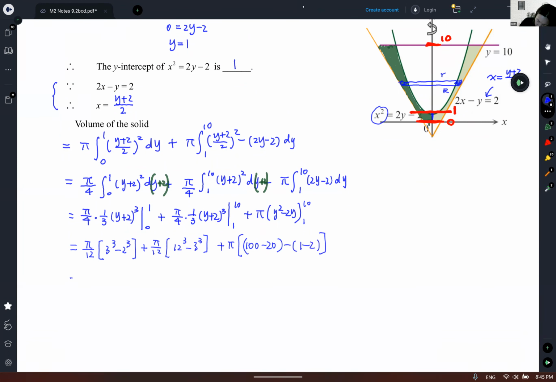Okay, so this is pi over 12 times 27 minus 8 plus 12 cubed. I don't know what 12 cubed is, but 12 cubed minus 27 plus pi, 80 minus -1, that's +1. And then 27, delete. I think in the end you get the answer.